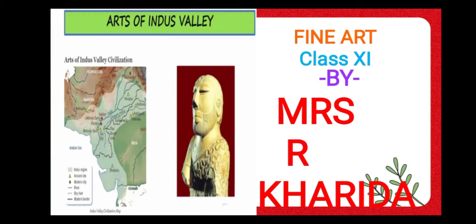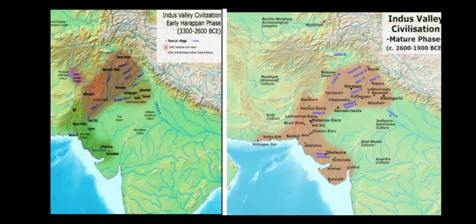Hello, this is Fine Art Class 11, Art of Indus Valley. So, let's see. This is about the Indus Valley civilization. The map is relating to the early Harappan phase, and this is the map relating to the mature Harappan phase.